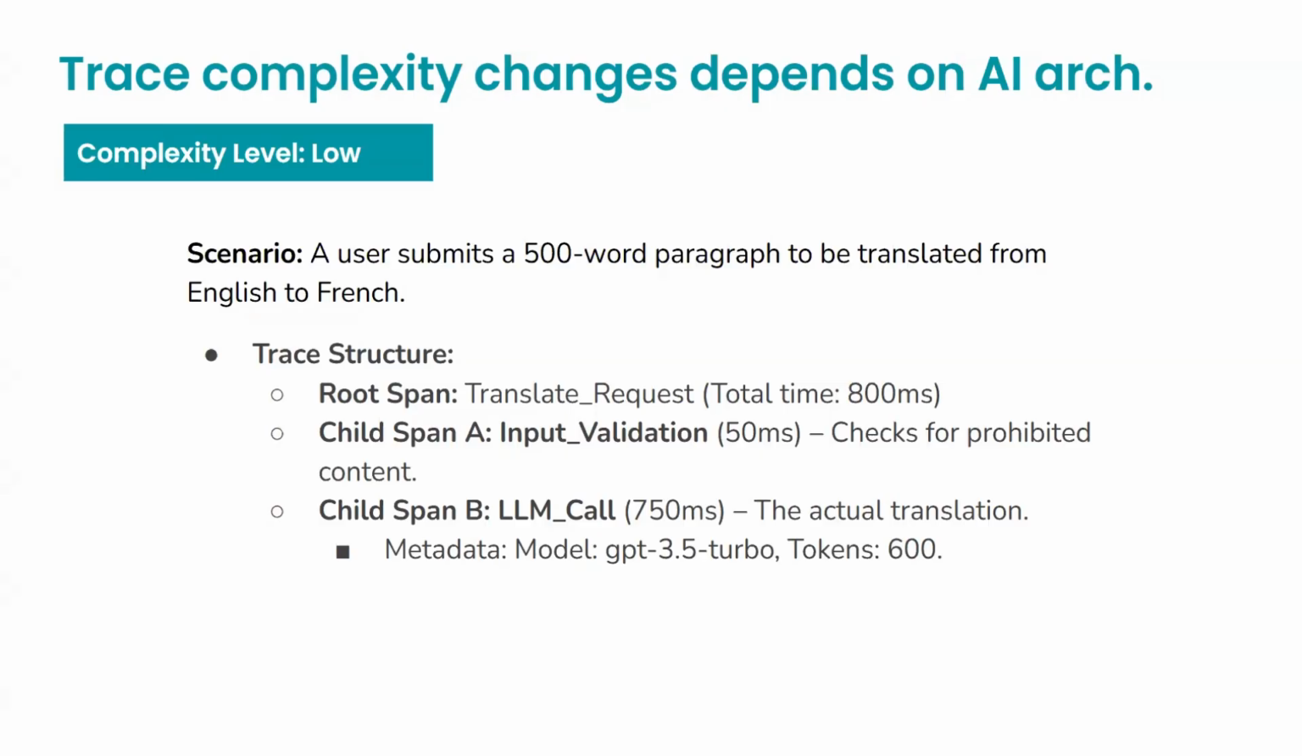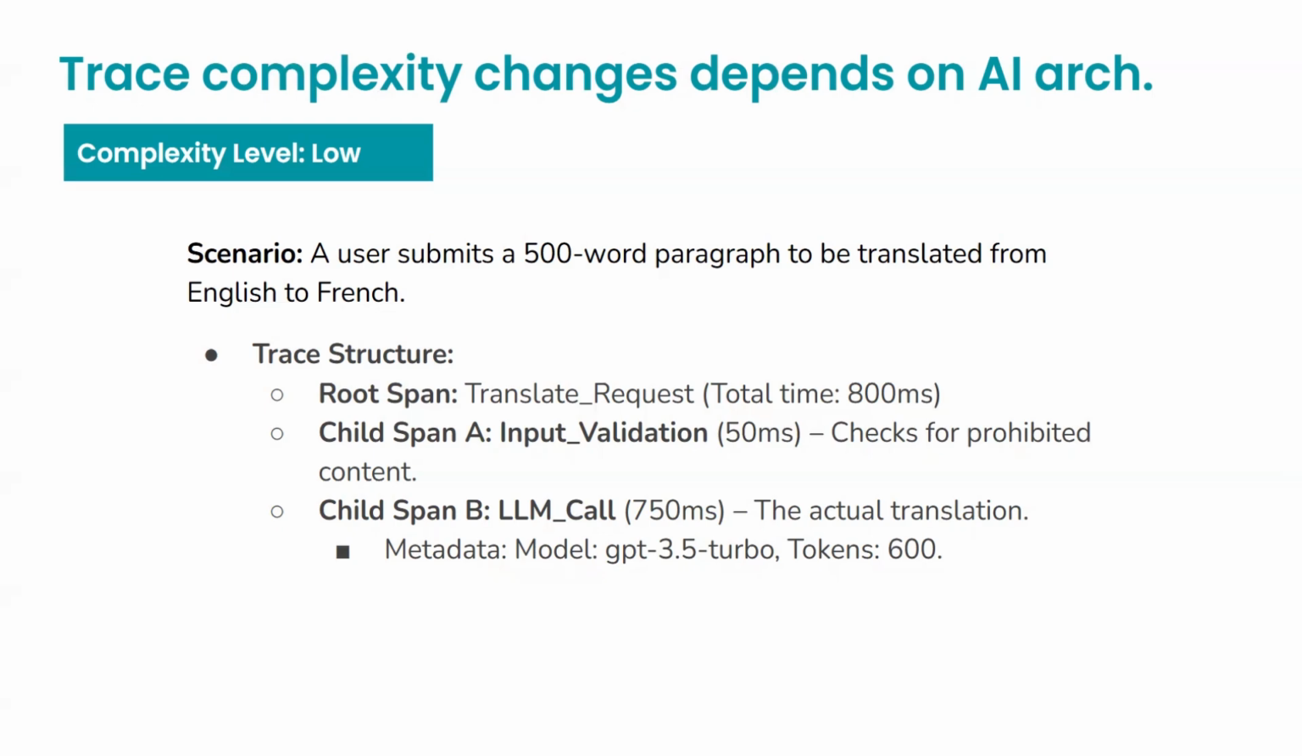Now let's break down the trace. At the top, we have the root span, which represents the entire request, translate request, with a total time of about 800 milliseconds. Inside this, we have two child spans. Child span A, input validation. This takes roughly around 50 milliseconds. Here, the system is doing basic checks like making sure the input doesn't contain any prohibited or unsafe content. This is typically a lightweight but important guardrail step.